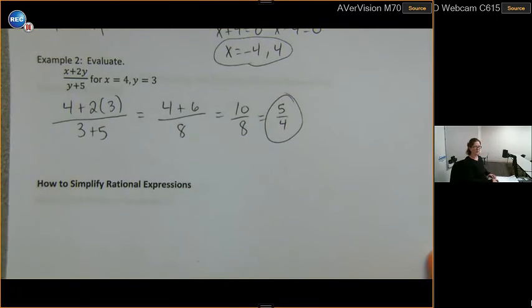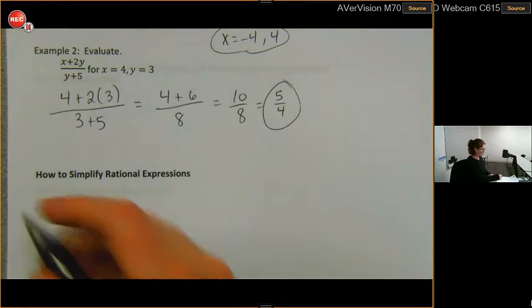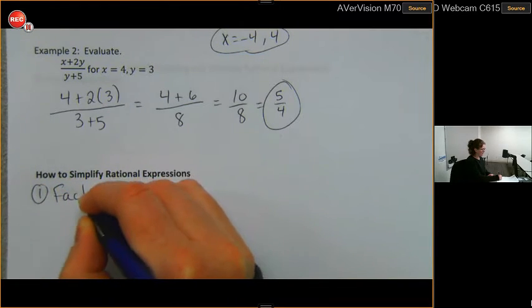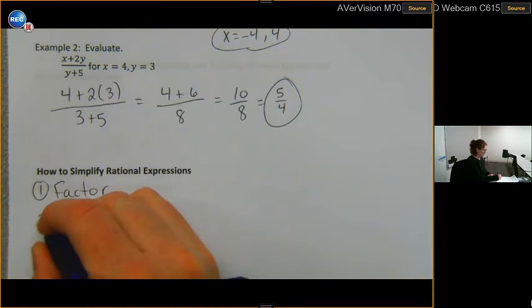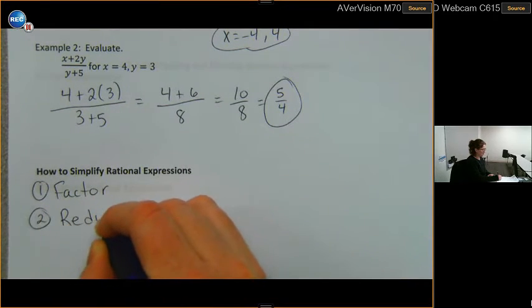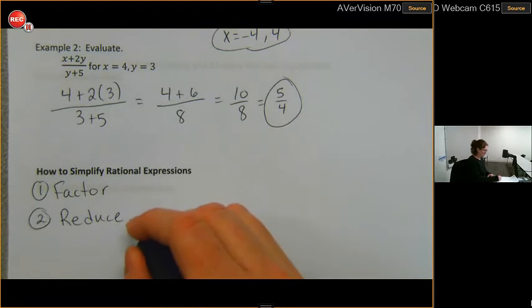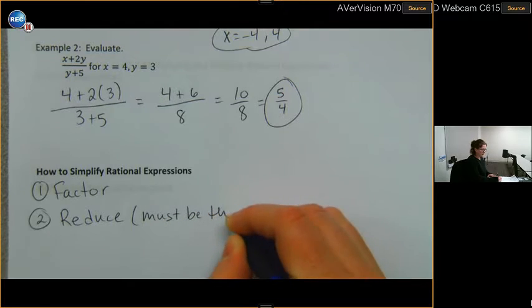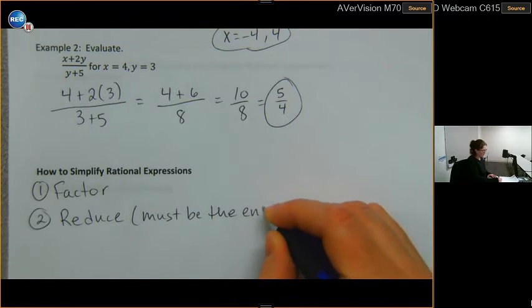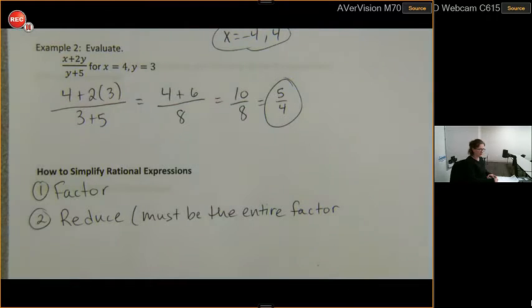Next, we are going to simplify rational expressions containing variables. To do so, the first step is to factor everything, numerator and denominator. Then we're going to reduce any and all common factors. Just as a note here, when you're reducing, it must be the entire factor, not just pieces, and I will show you what I mean by that when we get to some examples.